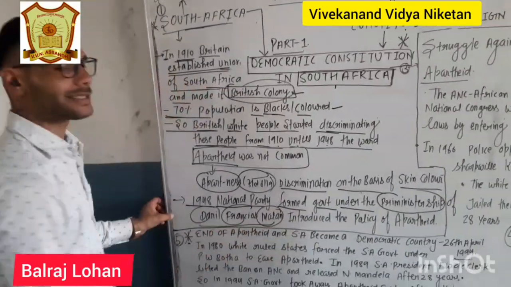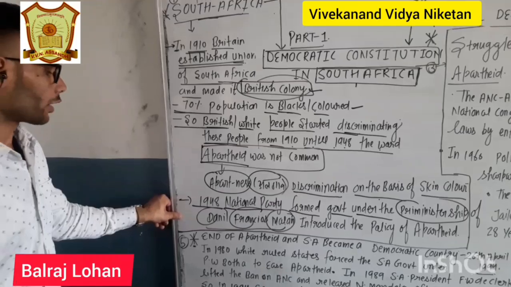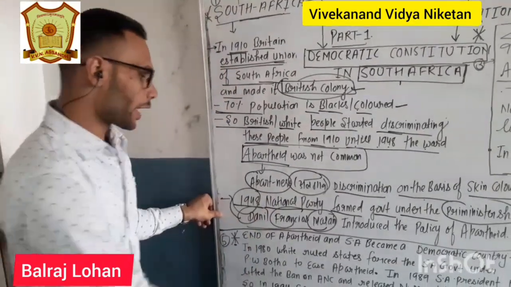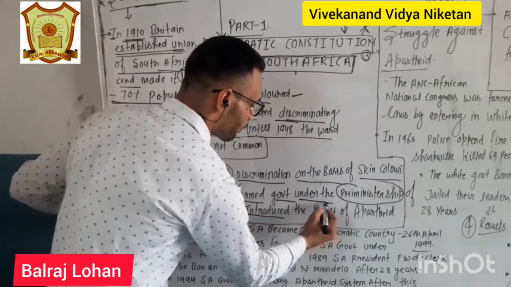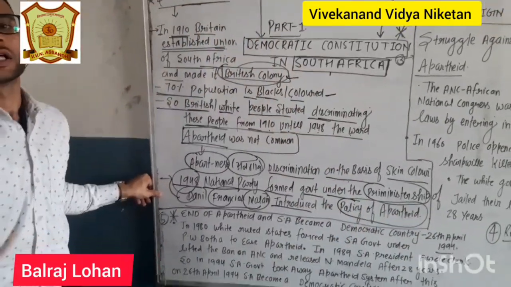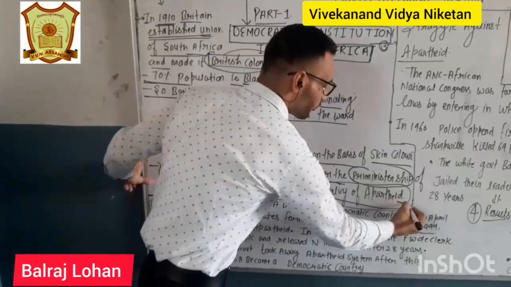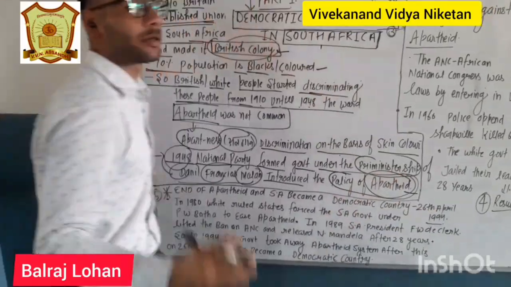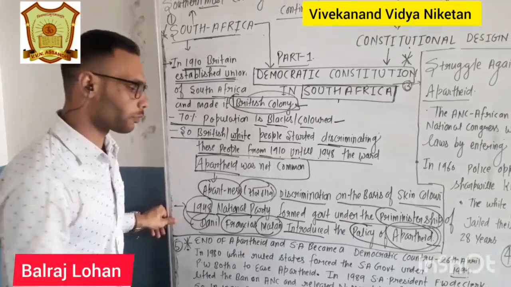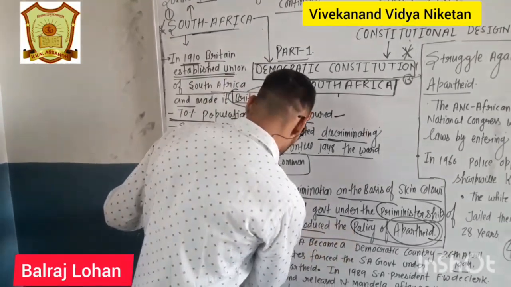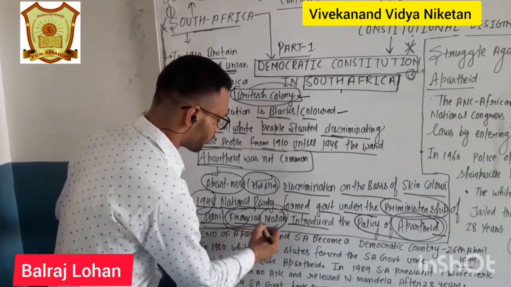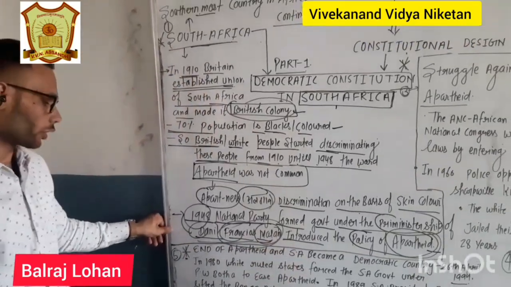He was the prime minister of South Africa in 1948, and he introduced the policy of apartheid. Means the word he brought into South Africa was called apartheid. The philosophy and policy of the apartheid system in South Africa was brought by Prime Minister Daniel Francois Malan in 1948.